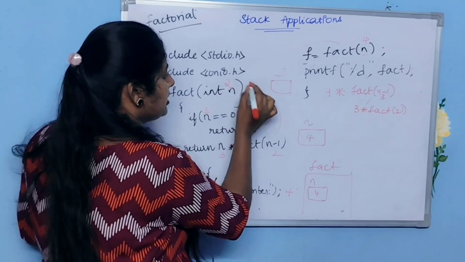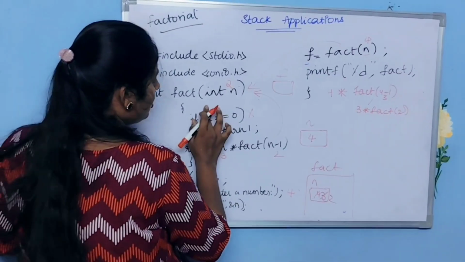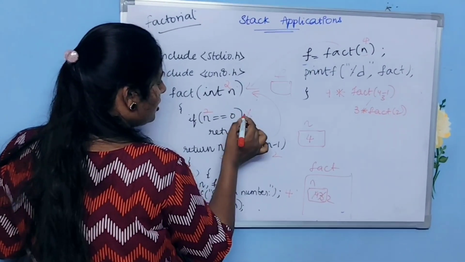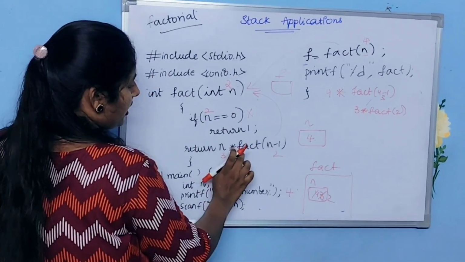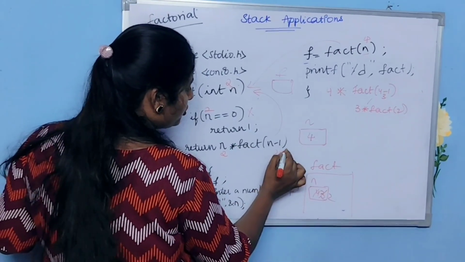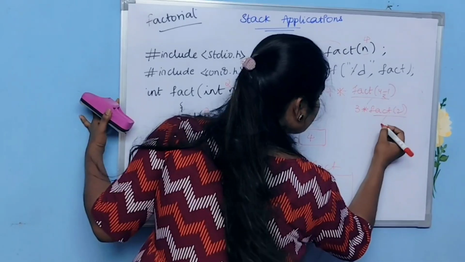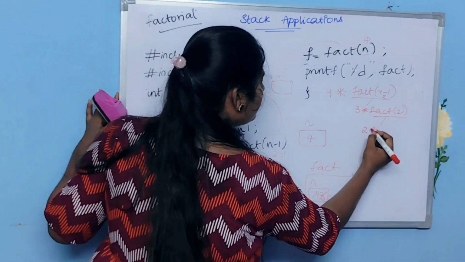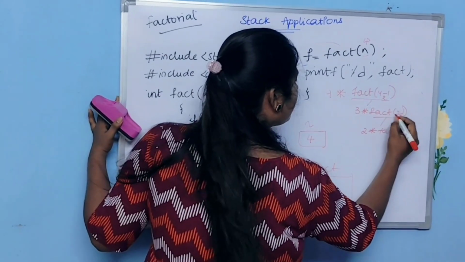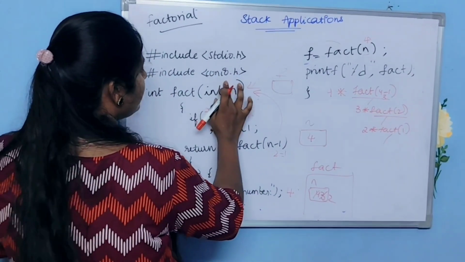Now n value, here it was 3 and it is 2 right now. So 2 equals 0, condition false. So again this statement will be executed. What is n value? 2 into fact of 2 minus 1. So the answer for this is 2 into fact of 1. Again function call will be made.